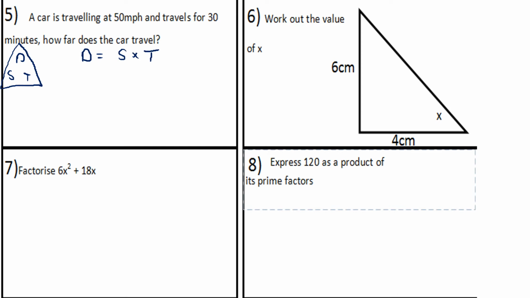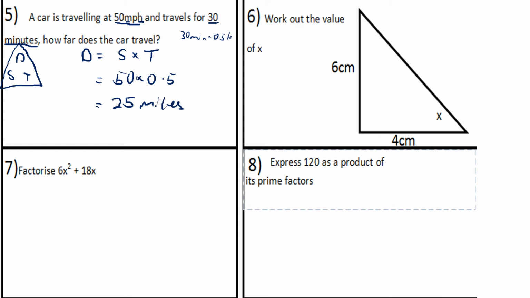Okay, so the only thing that we need to be careful is we've got 30 minutes and we've got miles per hour. Okay, so we need consistency with our units. So we're going to change 30 minutes is equal to 0.5 hours. Okay, right, so we've got distance is equal to speed, which is 50, times by 0.5, half of 50. So the distance is 25 miles.